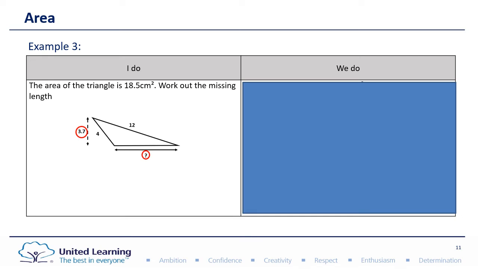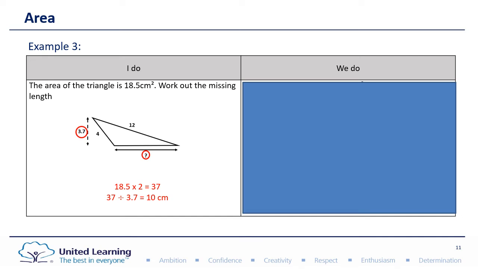I know that the area of a triangle is base multiplied by height, all divided by 2. So, to work out the missing length, I would have to work backwards from the area by multiplying this by 2, so 18.5 multiplied by 2, which gives me 37, and then dividing this answer by the height, which gives me 10 centimeters.